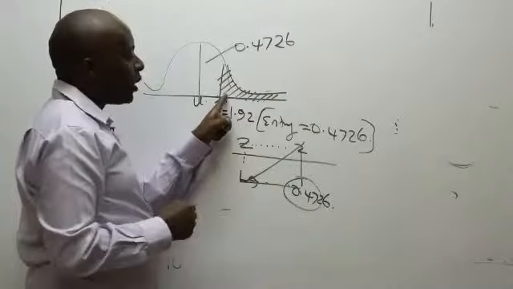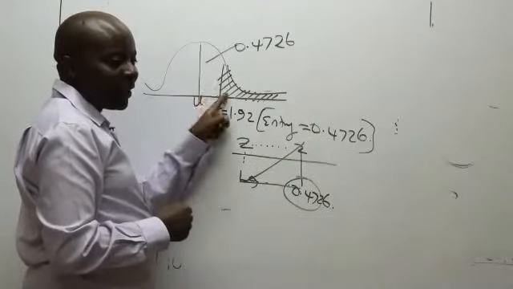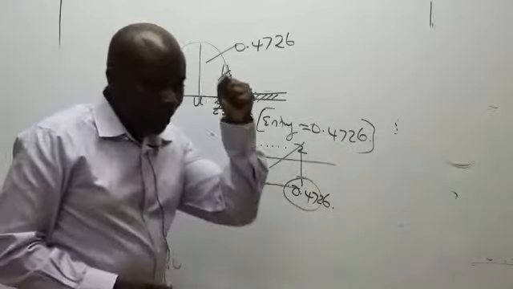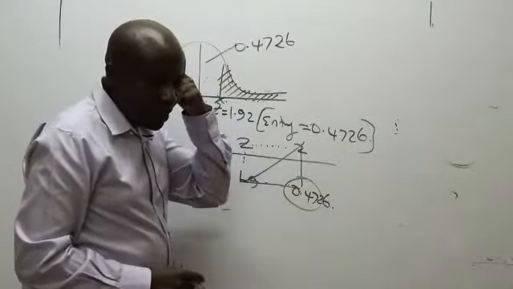And yet the examiner wants the shaded area. So in this particular case, how do I get the shaded area, knowing that the two must add up to 0.5?